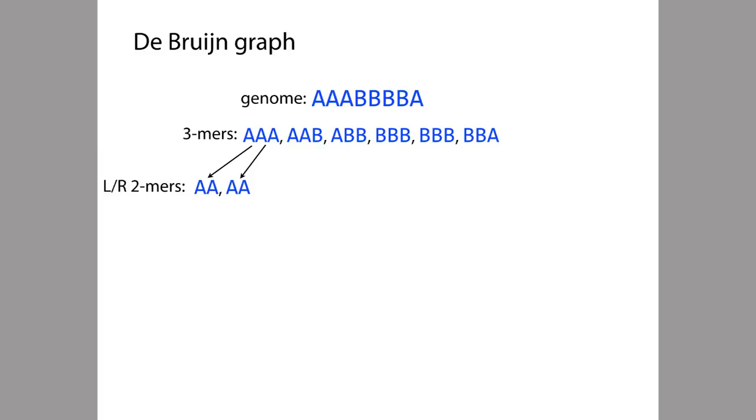So to update the de Bruijn graph, first we'll add a node for the left 2-mer, which is AA. And then we'll do the same for the right 2-mer, except that the right 2-mer is also AA. So we don't need to add a new node because AA is already there. Then we add a directed edge that points from the left to the right 2-mer. But in this case, both the left and the right 2-mers are AA, so we're going to make an edge that points from AA back to AA. So that's the first k-mer.